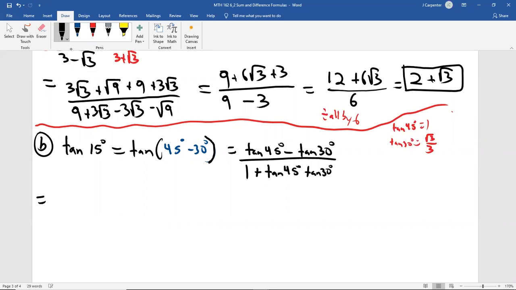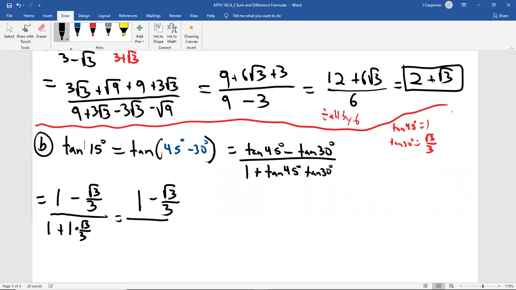So this becomes the tangent of 45 is the 1, minus the tangent of 30 is the square root of 3 over 3, all over 1 plus tangent of 45 is also 1 times tangent of 30 is square root of 3 over 3. 1 times anything is the anything, so this is 1 minus square root of 3 over 3, all over 1 plus square root of 3 over 3.